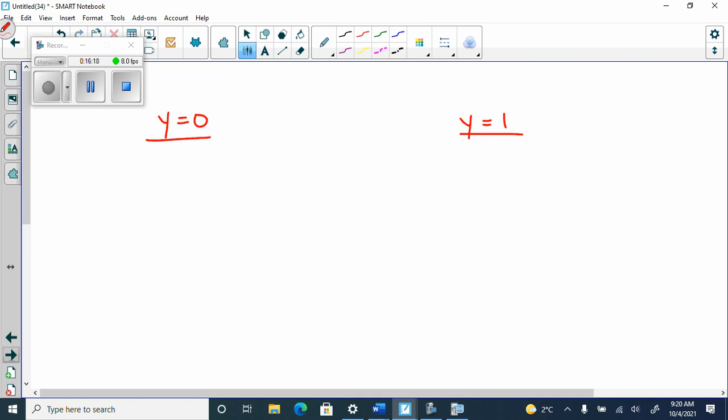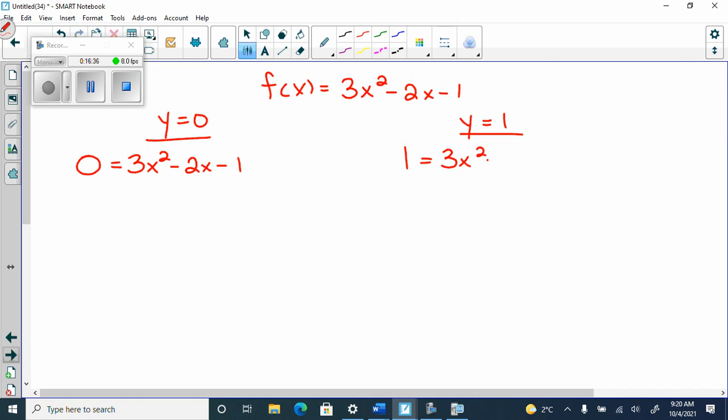So I know that my original function, I'm going to write up here, is f of x equals 3x squared minus 2x minus 1. So I'm going to go 0 equals 3x squared minus 2x minus 1. And then for this one, I'm going to go 1 equals 3x squared minus 2x minus 1.